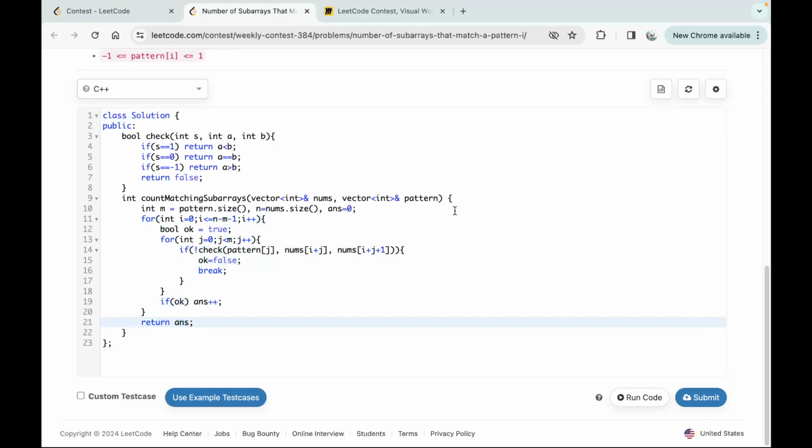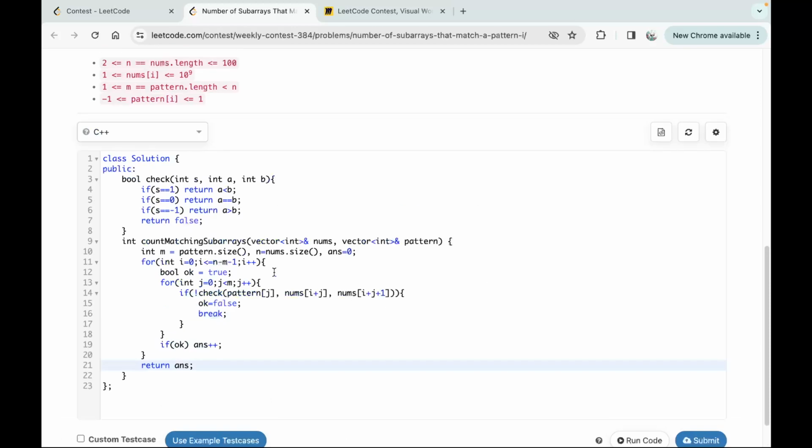Now, talking about the time complexity and the space complexity, you can already see that we are only iterating in the nums array whose size is n, right? And we are iterating until n minus m minus 1. So we are iterating only n minus m times inside this nums array. The only catch in calculating the time complexity is that even though it seems like a fixed size sliding window, that fixed size is dependent on a variable, that is the size of the pattern array, right?